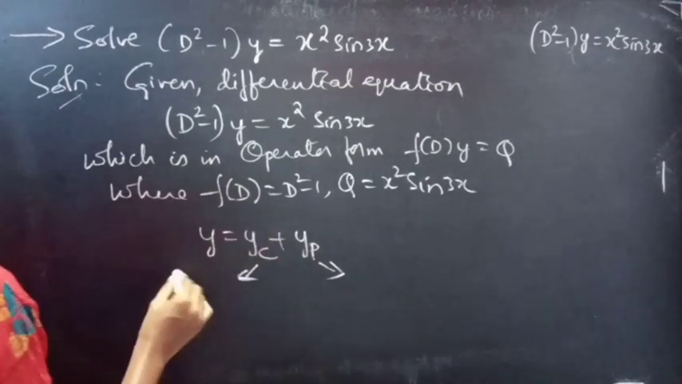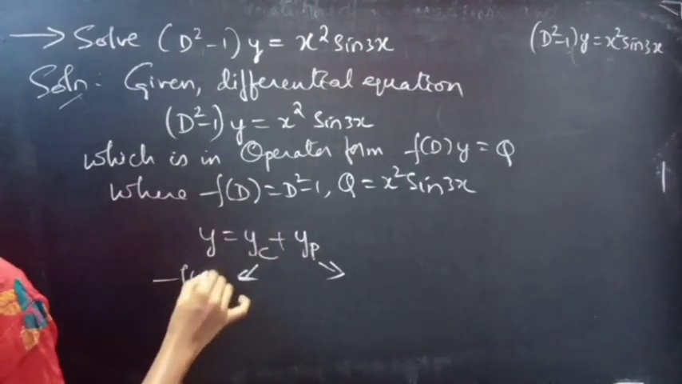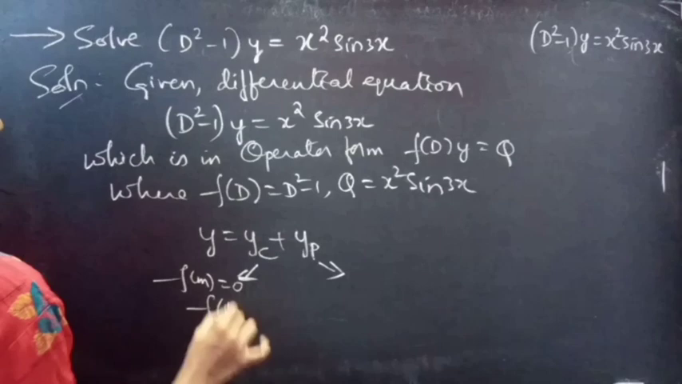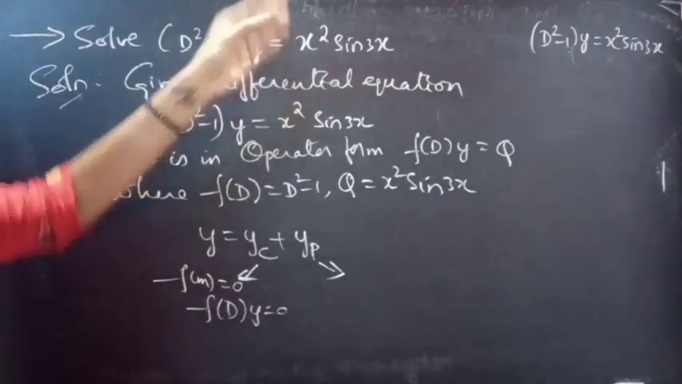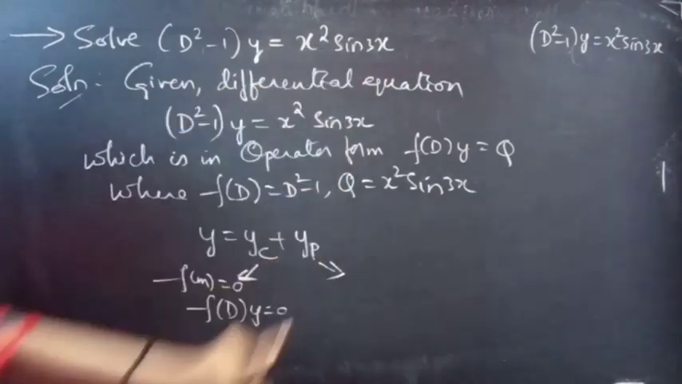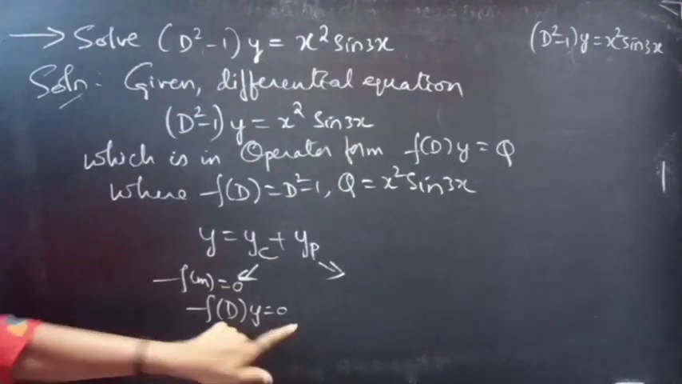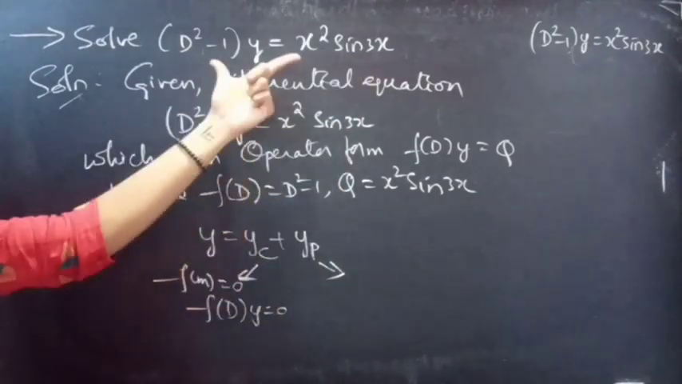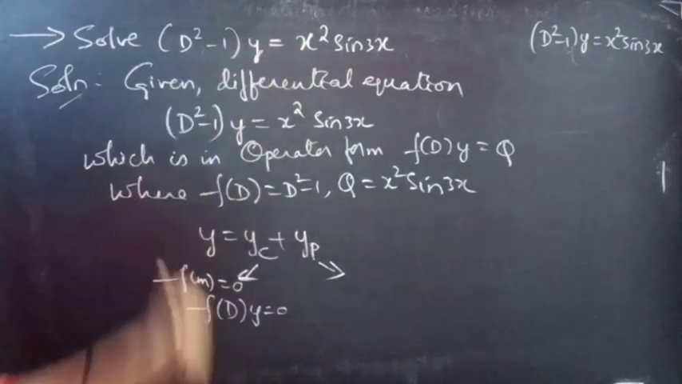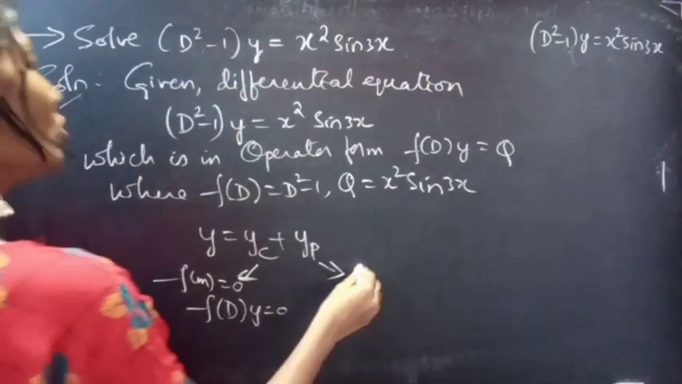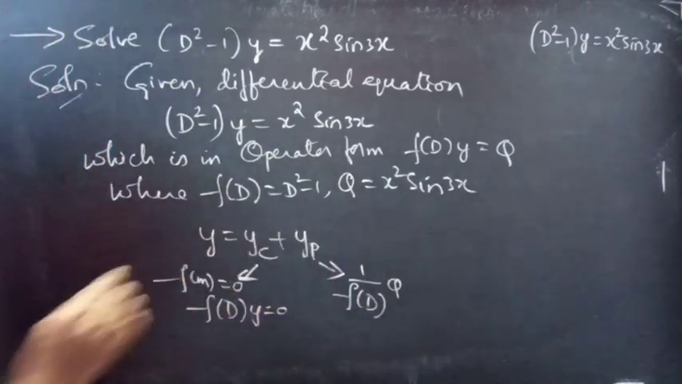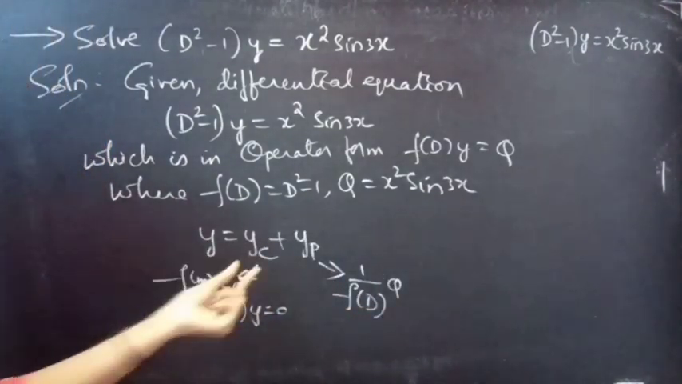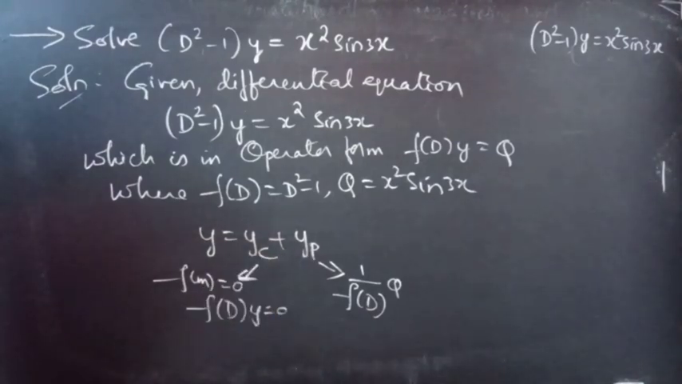We'll find yc using the roots of the auxiliary equation of the homogeneous equation of the given non-homogeneous equation. By putting RHS to 0, we'll get F(D) y equals 0, which is the homogeneous equation of our given non-homogeneous equation. And we'll find yp using 1 by F(D) into Q. So firstly, here we are going to find yc and yp.